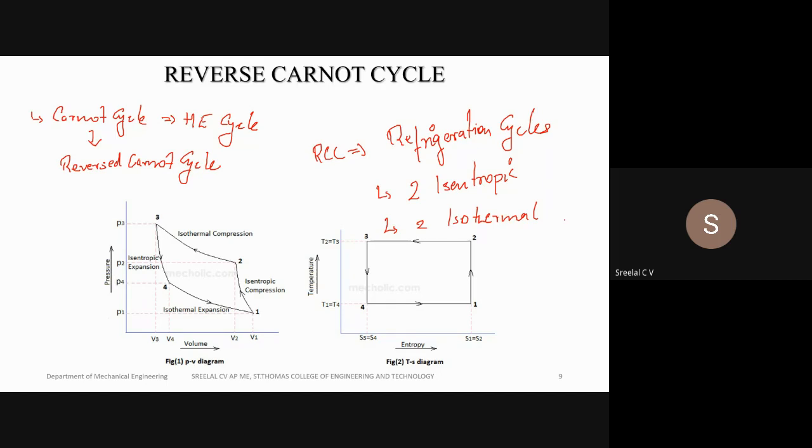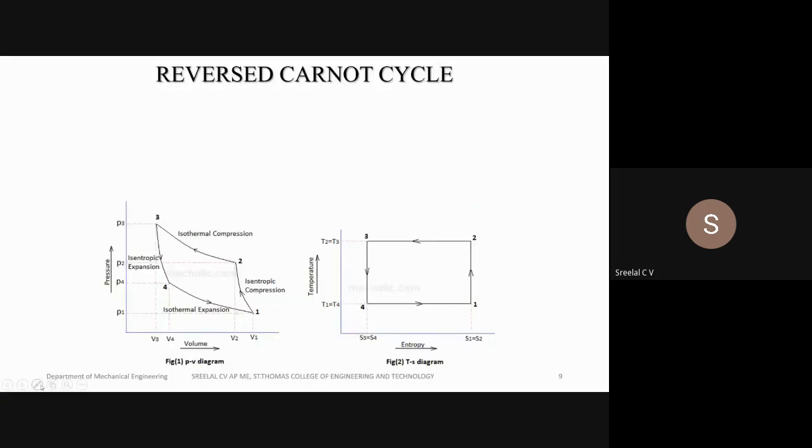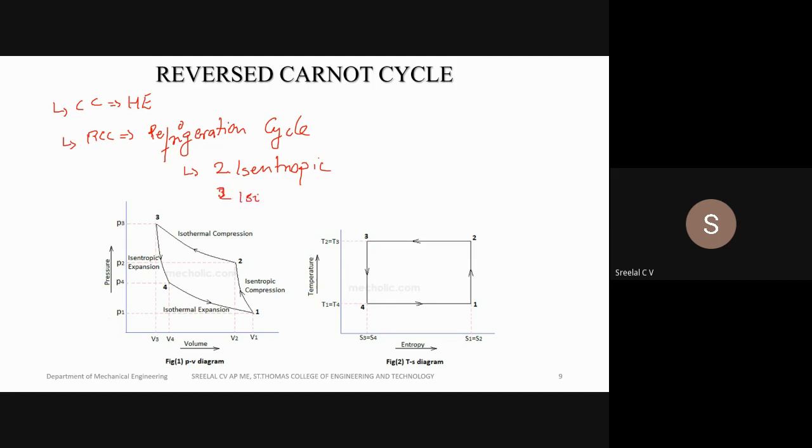Sorry, there is a small mistake. The Carnot cycle was a heat engine cycle. Once it is reversed, we get the reversed Carnot engine, which is used in refrigeration cycles. It consists of two isentropic processes and two isothermal processes.